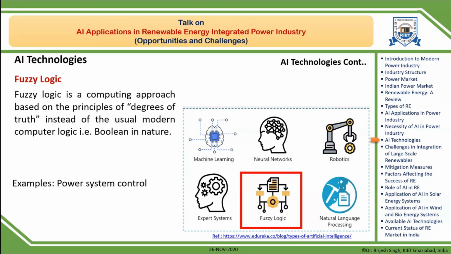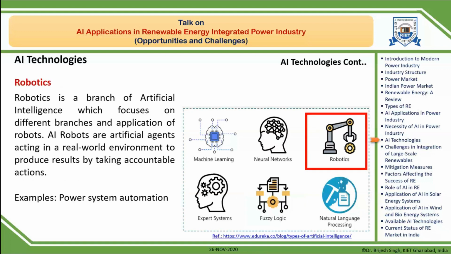So you can see that if you have an interest in learning AI technologies, and if you want to apply AI technologies for renewable energy, you should know where you can implement these kinds of technology. For solving control problems, especially, fuzzy logic techniques are used.